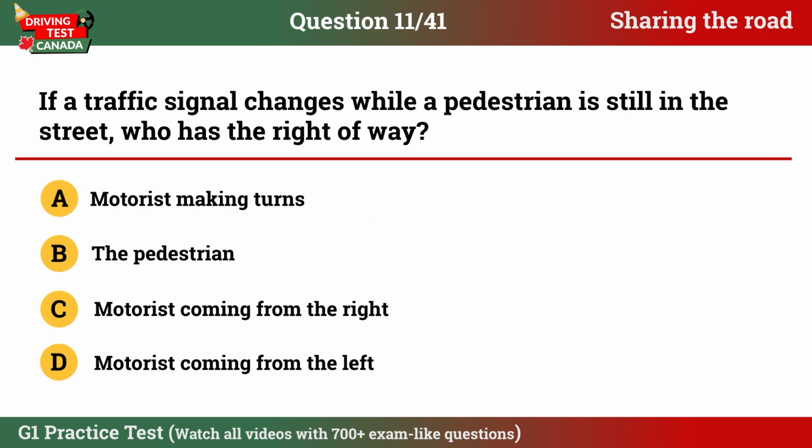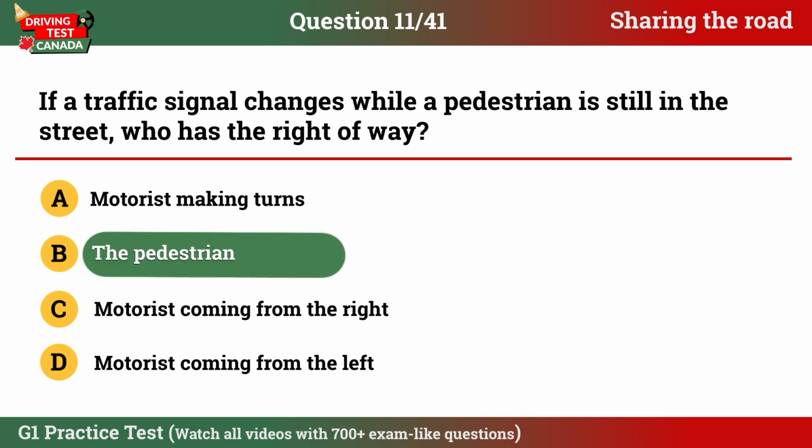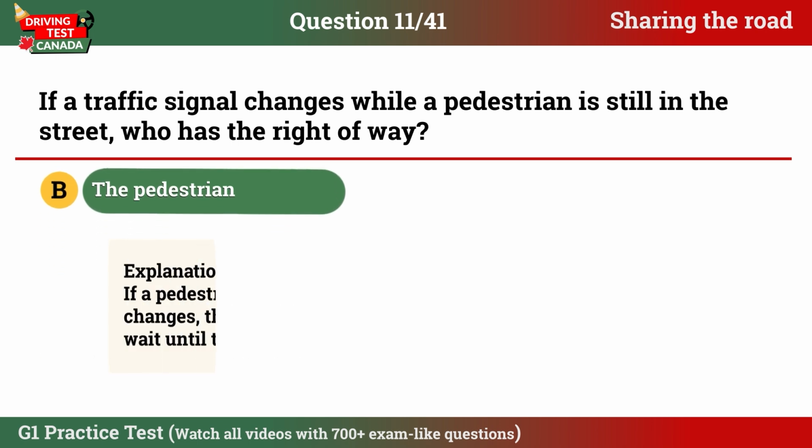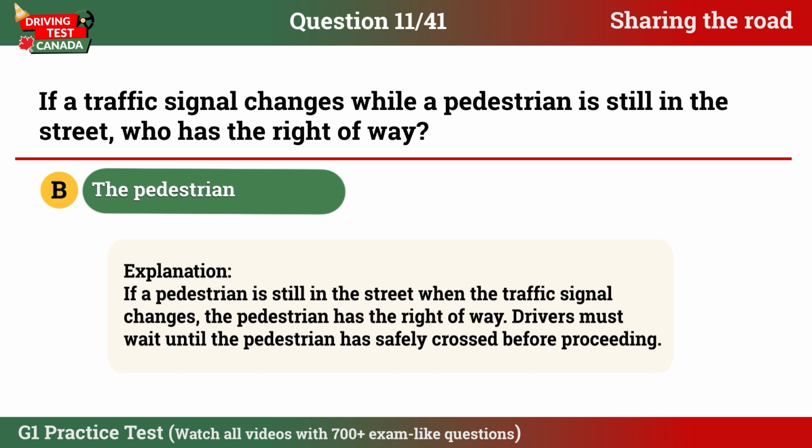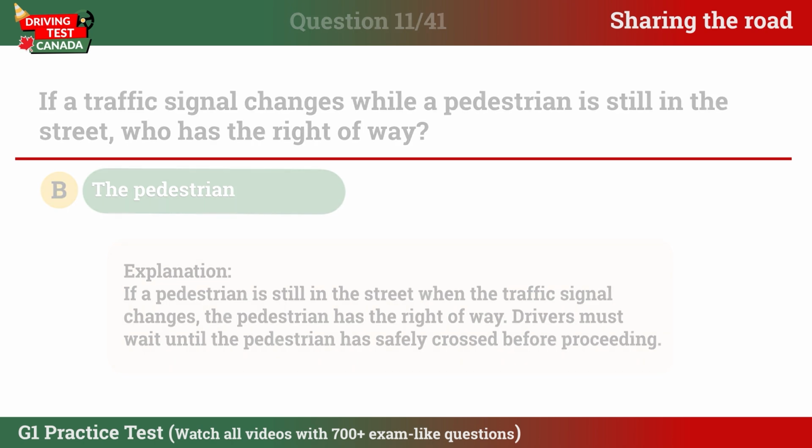The correct answer is B. The pedestrian. Explanation. If a pedestrian is still in the street when the traffic signal changes, the pedestrian has the right of way. Drivers must wait until the pedestrian has safely crossed before proceeding.